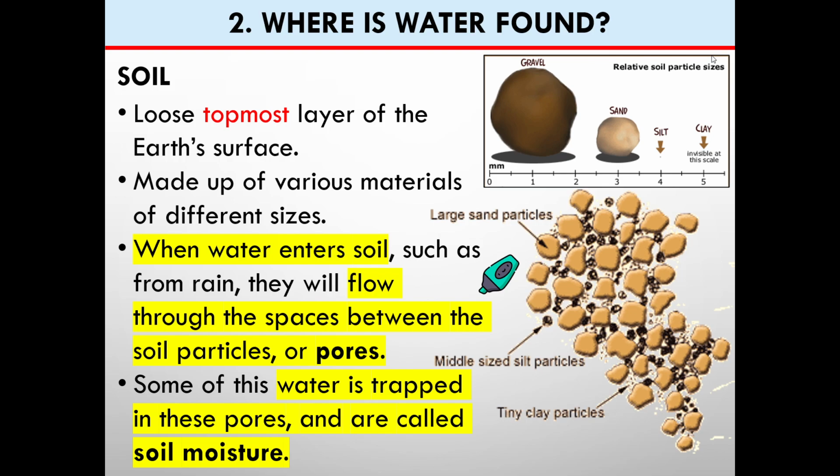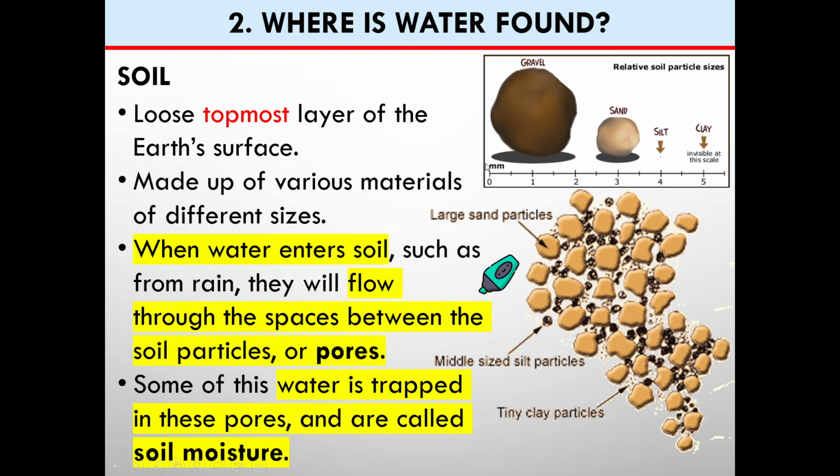So let me just break down for you what soil is. You guys have this slide in your handout, so make sure you fill up the blanks and also make the necessary highlights. Okay, so basically, we have soil, which is the loose topmost layer of the Earth's surface. It is made out of various materials of different sizes. For those of you who have seen a pot of soil, for example, you will notice that the soil is not made up of soil particles of a single size. Some particles are bigger, some particles are smaller.